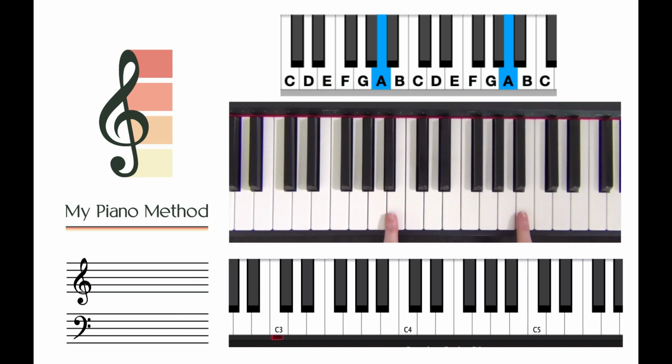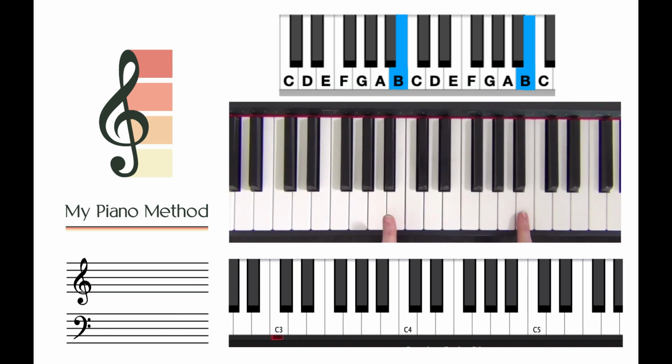If we move up 1 note with both fingers, we've now got an octave from B to B. But instead of it being nice and simple as per the alphabet, A, B, C, D, E, F, G, we're now starting on the B. So we go B, C, D, E, F, G, A, B.